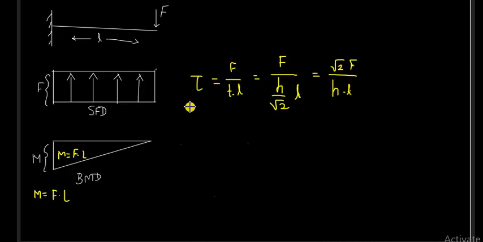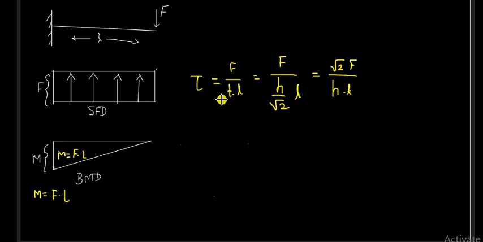You know that due to force F there will be a shear force generated, and the SFD will be like this. That means shear force F will be same or constant along the length of the beam, and bending moment will be maximum at the fixed end, and it will be equal to M equal to F into the length of the, let us say, plate here.